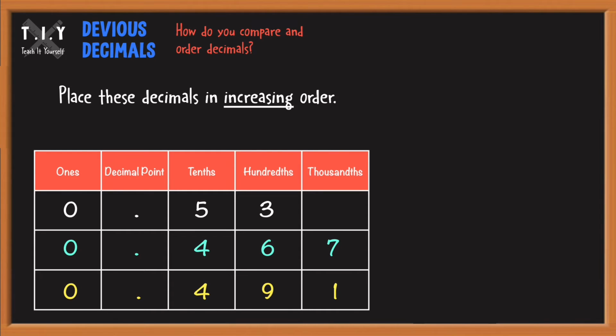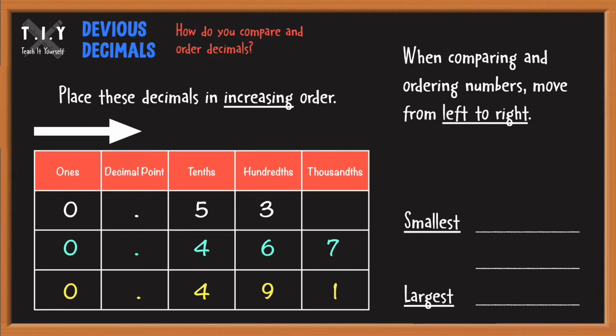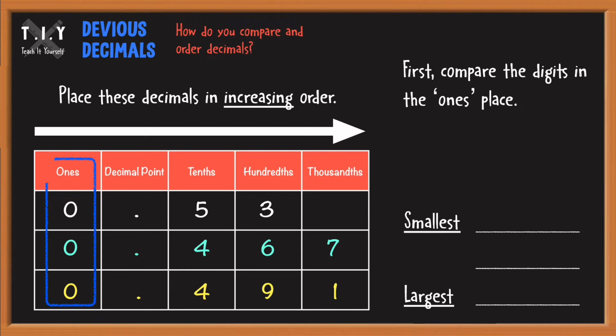So our question was, place these decimals in increasing order. And we know increasing means smallest to largest. Don't forget, when comparing and ordering numbers, we move from left to right, from the greatest value to the lowest value. First, we start with the ones, and all the numbers have zeros. As this doesn't tell us which is greater or smaller, we have to move on to the next place.